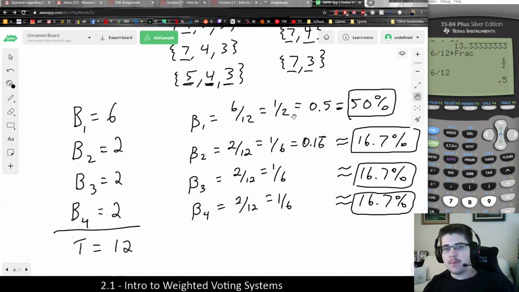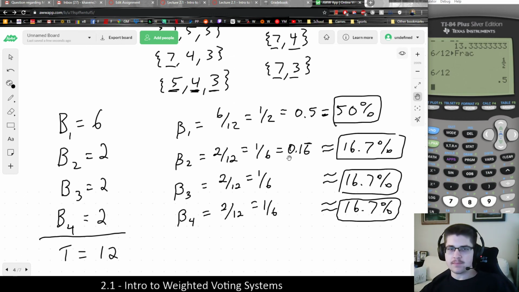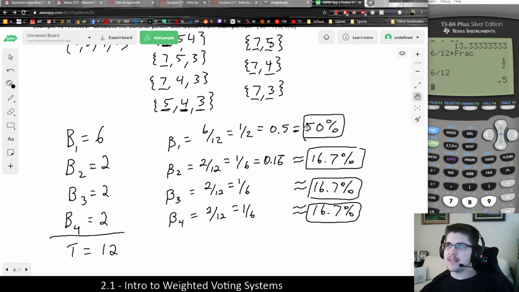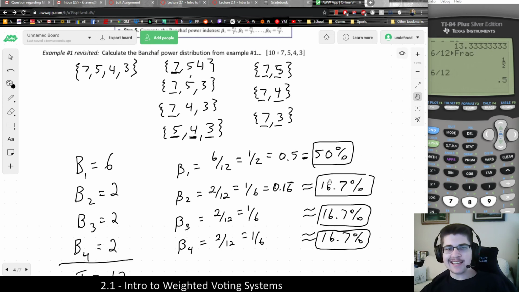And let's go ahead and wrap up this question by talking about, okay, what is our conclusion, and what is this saying? Basically, after all is said and done, what we're calculating is the power level of each player. Player 1 has 50% power. Players 2, 3, and 4 have 16.7% of the power. So we get a better sense of who, in this weighted voting system, really has the power and who is contributing to that.